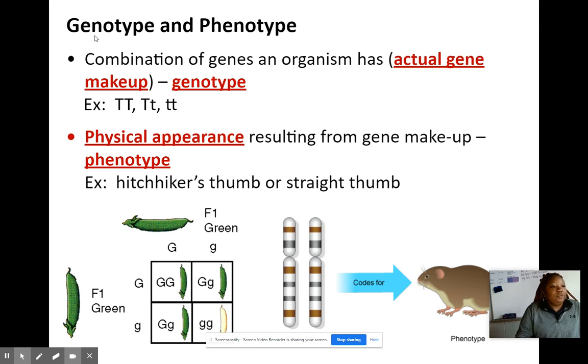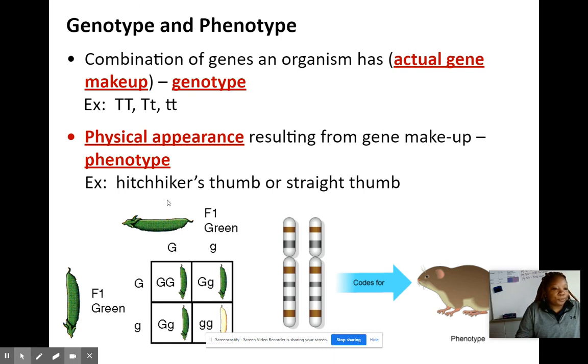Now let's talk about genotype and phenotype. The combination of genes an organism has, its actual gene makeup, is the genotype. So when we have big T, big T, little t, these are the genetic makeup. But the physical appearance is the phenotype. What do you see when you say big T? The phenotype is the physical appearance resulting from the gene makeup.